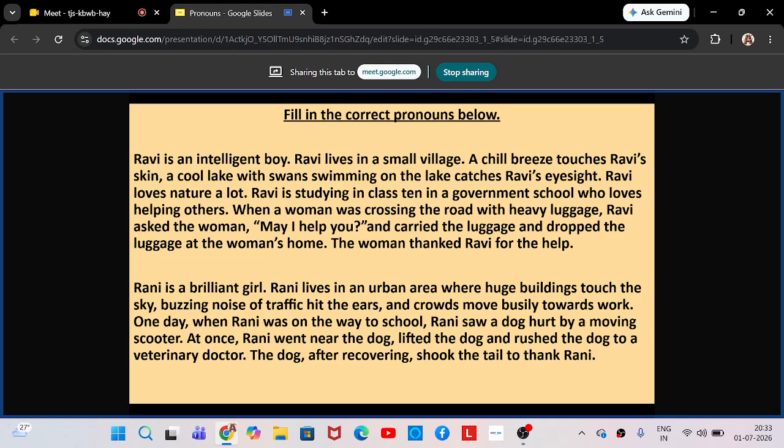When a woman was crossing the road with a heavy luggage, Ravi asked the woman, "May I help you?" and carried the luggage and dropped the luggage at the woman's home. The woman thanked Ravi for the help. This is the passage. So now what you have to do, wherever the same noun is coming again and again, you should change it using the correct pronoun. Who is willing to do this?